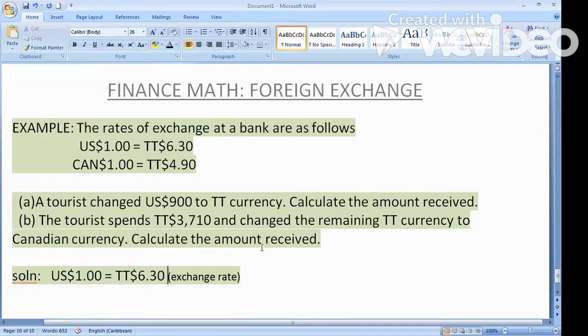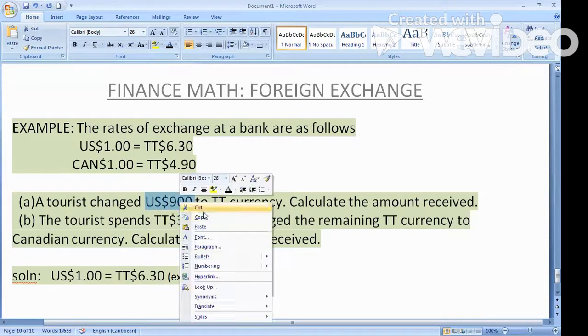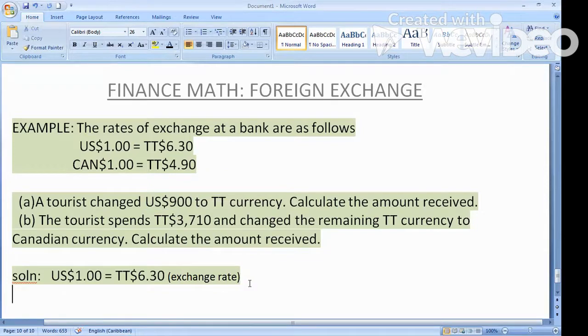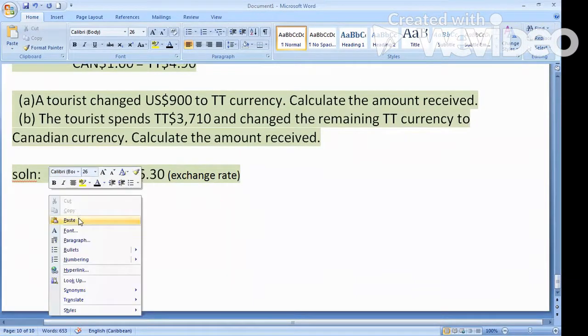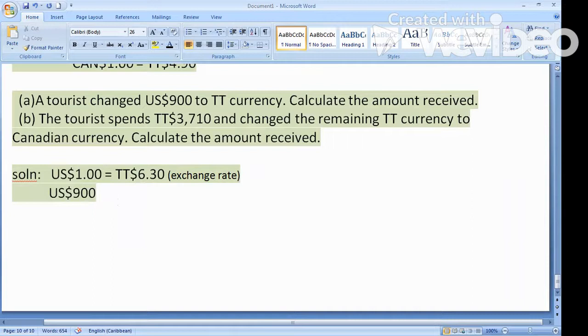So then we want to convert what? 900 US to TT. So what are you going to do? Ensure that the countries are lined up. That's very important. So that's 900 US, and that is equal to TT. We don't know.